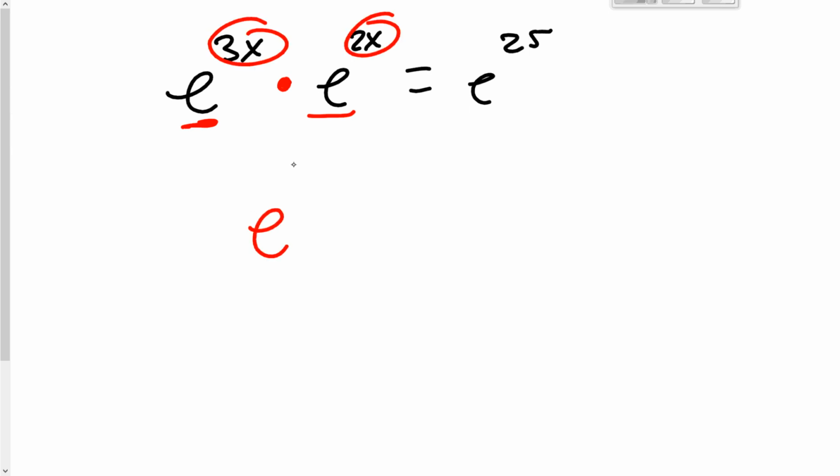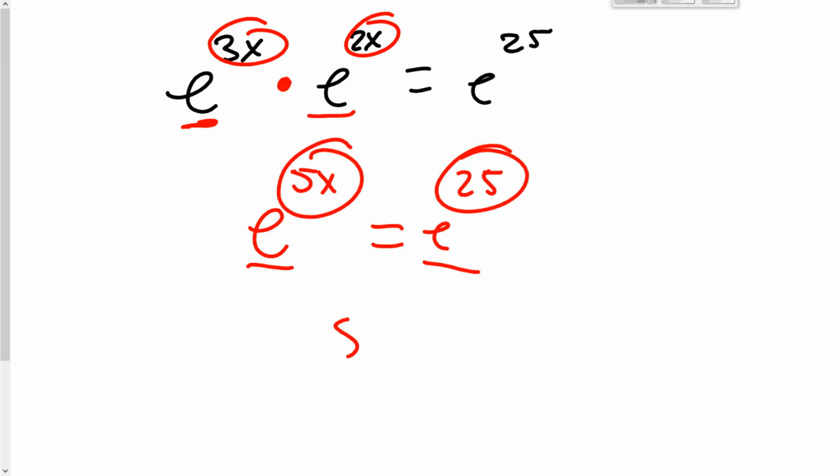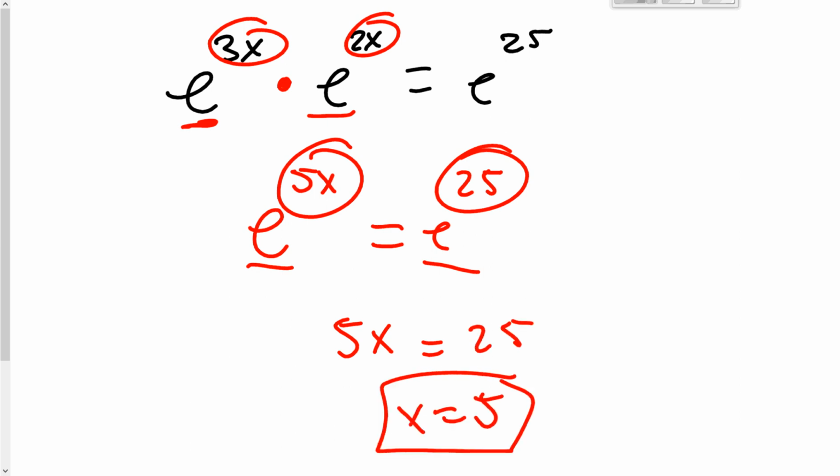So how about e raised to the 3x times e raised to the 2x equals e raised to the 25th. Okay. So it might seem a little complicated because there's so much stuff going on here, but remember back when we did exponents, right? When we multiply by the same base, can't we add exponents? So we get e raised to the 5x. Now, since the bases are the same, can I just set the exponents equal? So x is equal to 5. Right, so that seems complicated, but it's really not. We just have to think back to when we multiply by the same base, we add exponents.